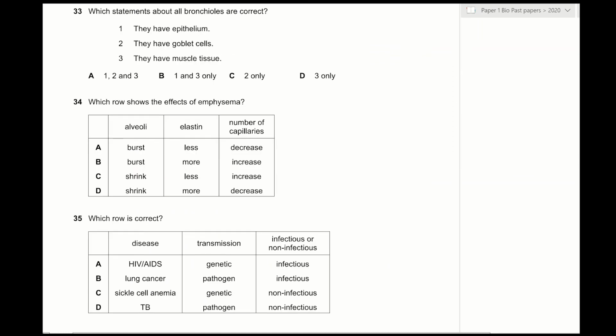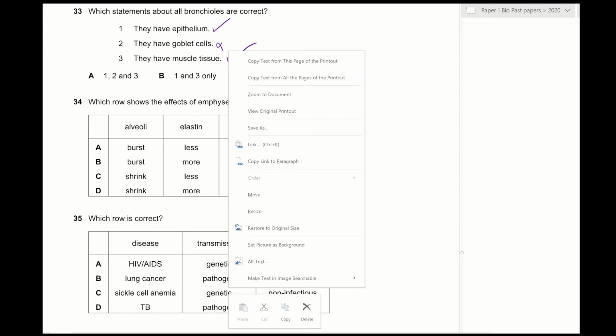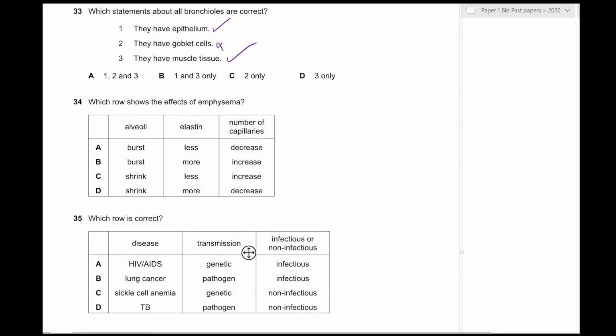Which statements about all bronchioles are correct? 1. They have epithelium. Bronchioles do have epithelium; up until the alveolus also does have epithelium. 2. They have goblet cells. This is incorrect. Only trachea and bronchus have goblet cells. 3. They have muscle tissue. This is correct. The reason for this is to be able to control the volume of air in the lungs. So the answer is going to be B.